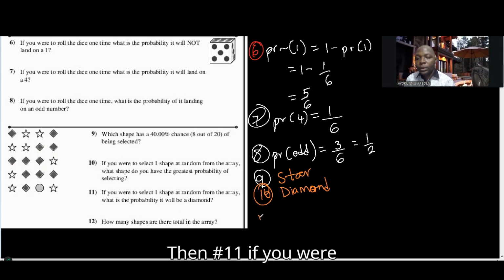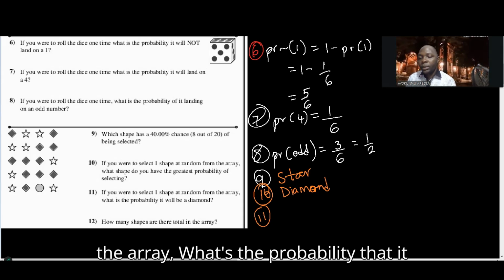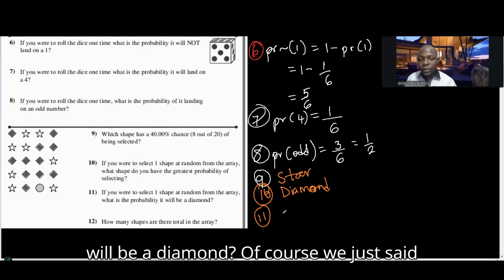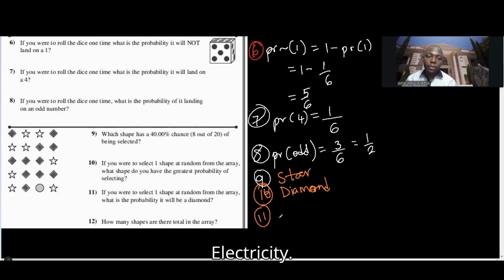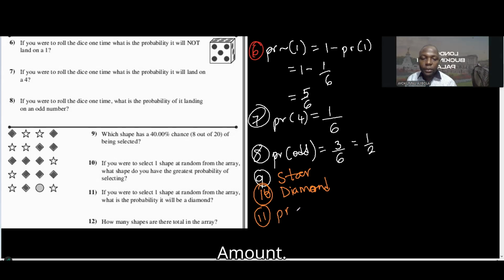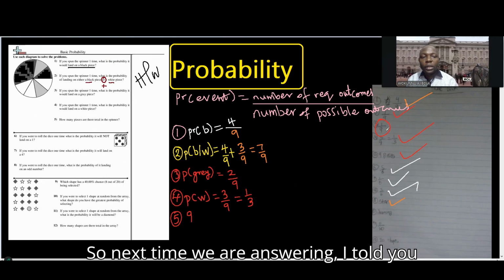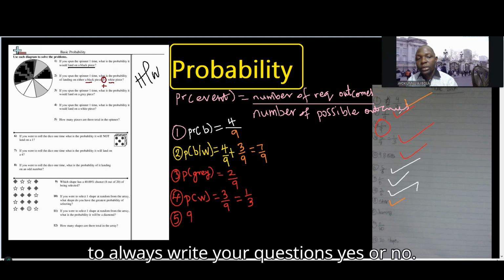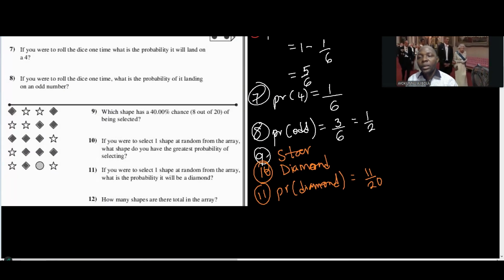Then number 11. If you were to select a shape at random from the array, what is the probability that it will be a diamond? Of course, we just said 11, so probability of diamond equals 11/20. So next time when you're answering, I told you to always write your questions, yes or no, but be careful. So next time.